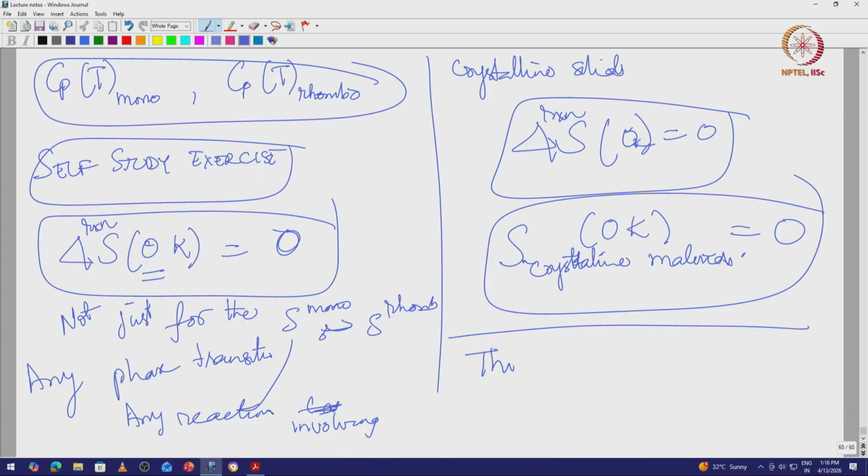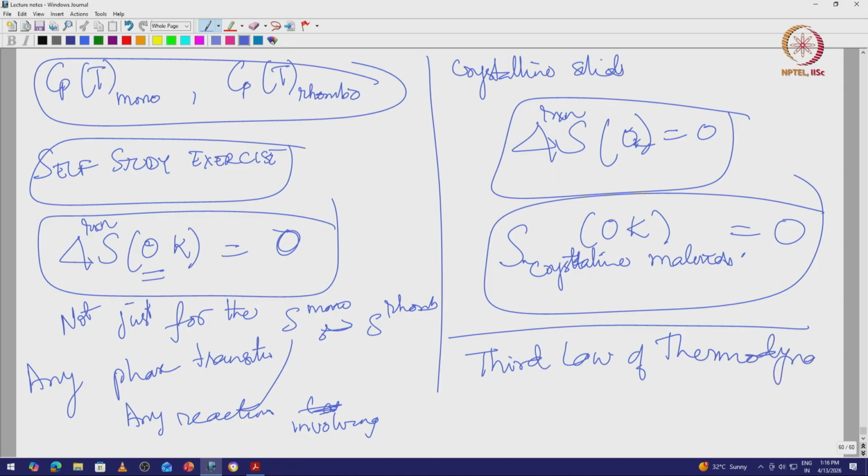Several reactions they have seen and computed: how does Cp change as a function of temperature, how does Cp by T change as a function of temperature for reactants and products, and then what does delta S of the reaction at 0 Kelvin look like. In all these reactions delta S was 0. And this is possible only if S at 0 Kelvin of each of these individual components is 0. And that they termed the third law of thermodynamics.